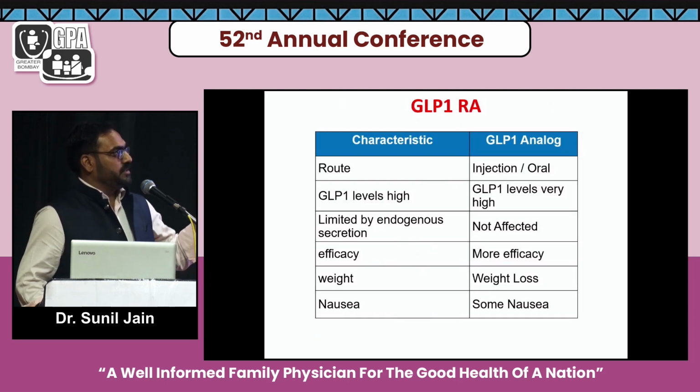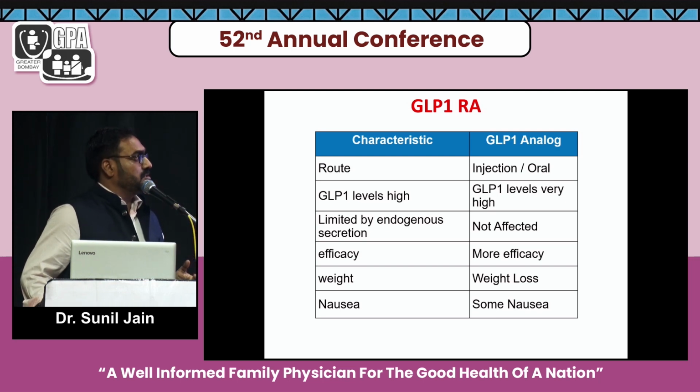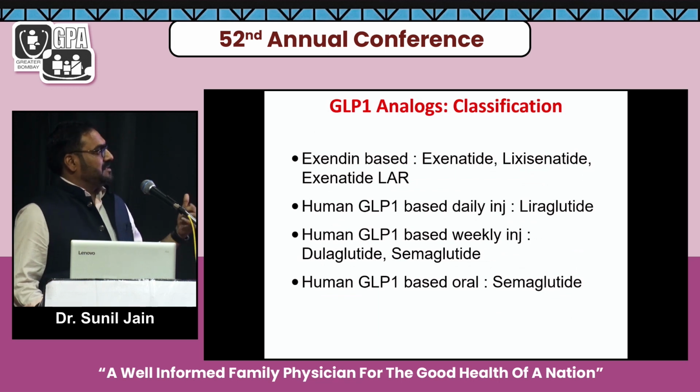So these are the characteristics: route, injection, and oral is available. High GLP1 levels are required for weight loss. It is limited by endogenous secretion, which is not affected. With GLP1, DPP4 is affected there. Efficacy-wise, it is more efficacious. Weight loss, yes, there is weight loss. Nausea, you have some amount of nausea. So these are the classification-wise.